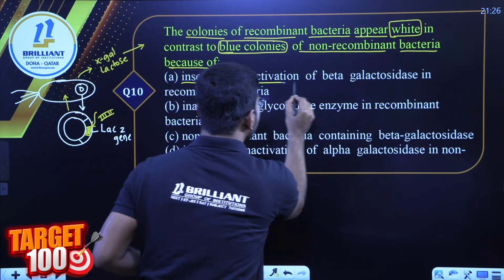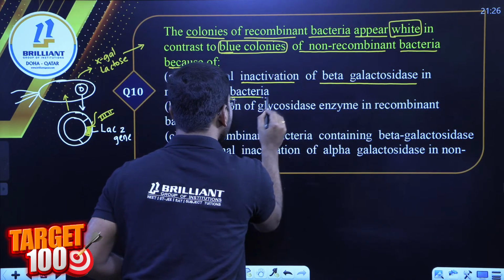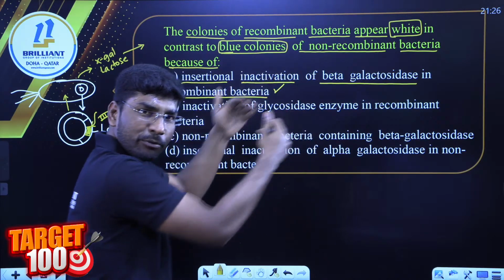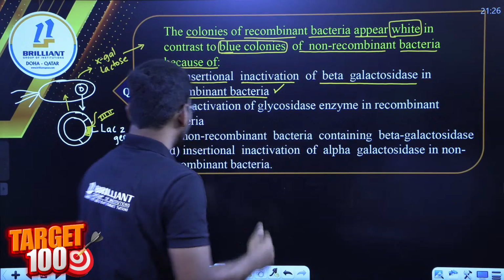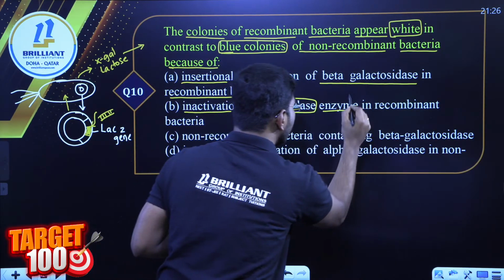Insertional inactivation of beta-galactosidase in recombinant bacteria. Absolutely, this is appropriate, absolutely correct. Come to the rest of the options. What's wrong in the rest? Inactivation of glycosidase enzyme, we did not discuss this one, leave it.